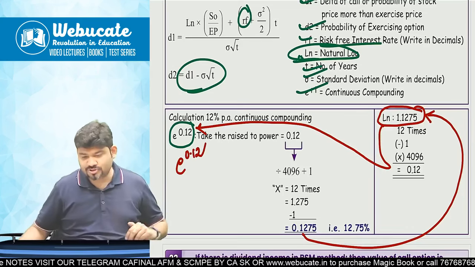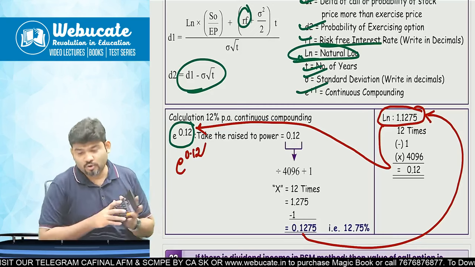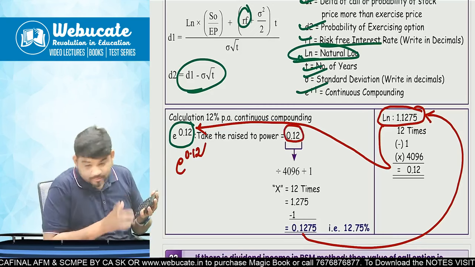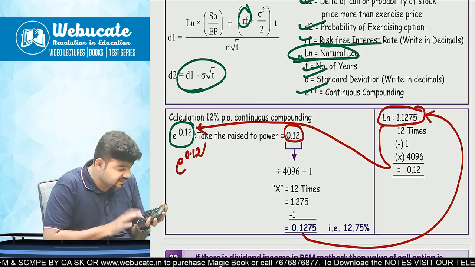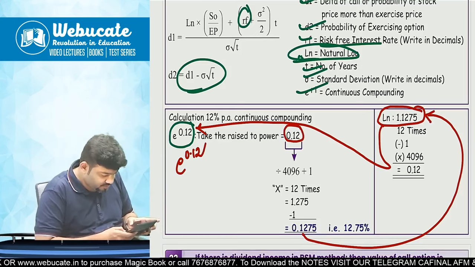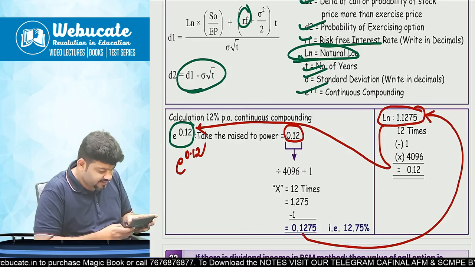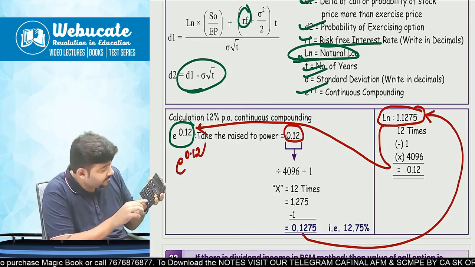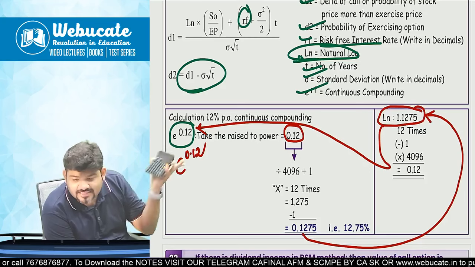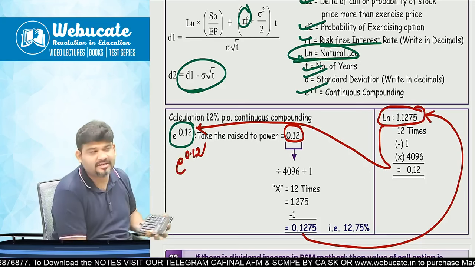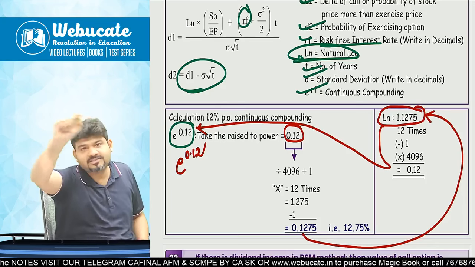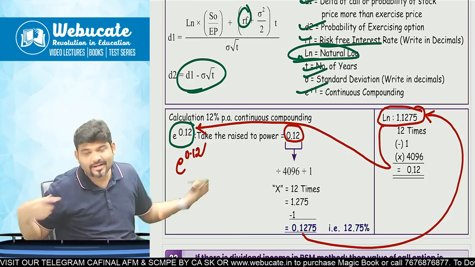So now we have e raised to 0.12. How do you solve this? Take 0.12, divide by 4096, plus 1. Then multiply equal to 12 times: 1, 2, 3, 4, 5, 6, 7, 8, 9, 10, 11, 12. Then minus 1, and we get the answer 0.1275. That's what e raised to 0.12 is. Say if it was e raised to 0.15: 0.15 divided by 4096 plus 1, multiply equal to 12 times, minus 1, and you will get your answer.